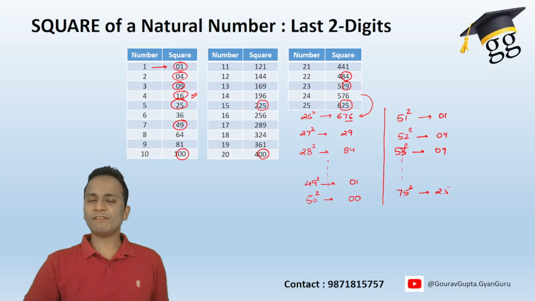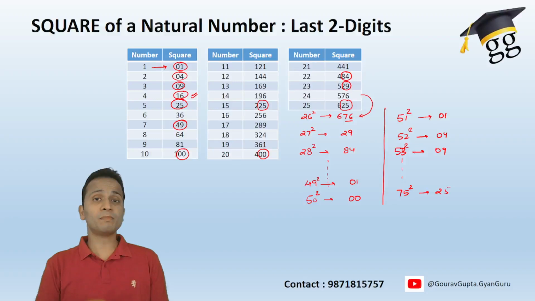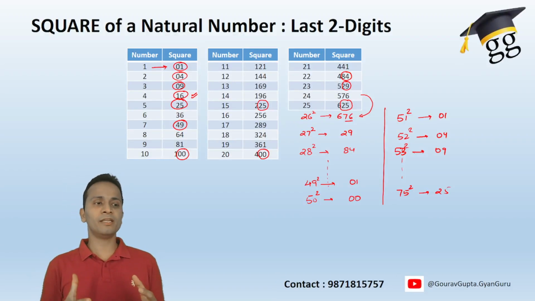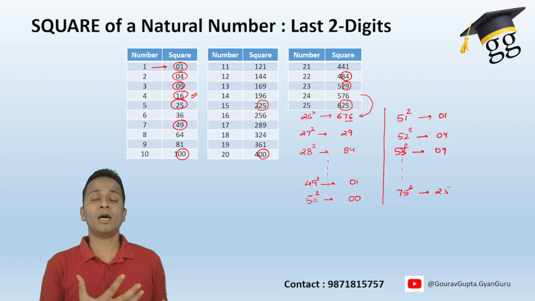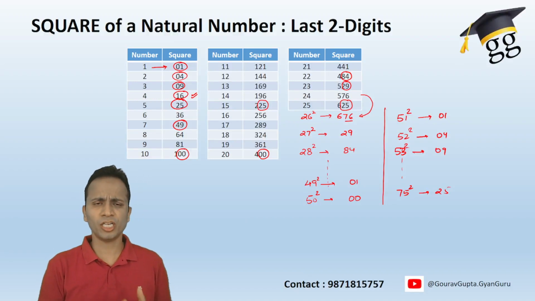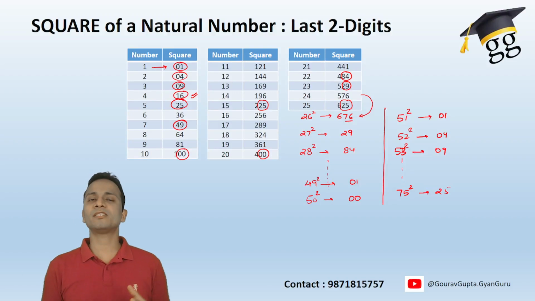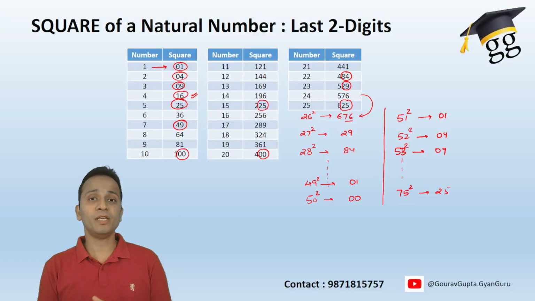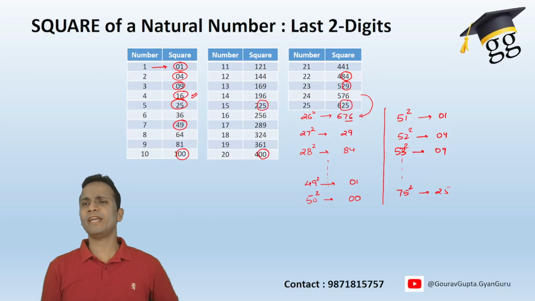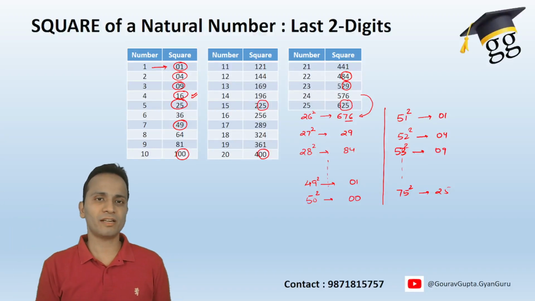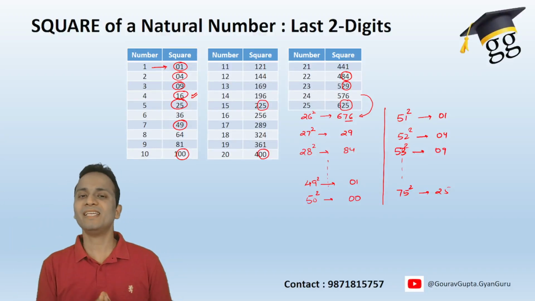The property that we have just discussed will be very useful at a higher level of examinations, like CAT or other management entrance examinations. Similarly, in examinations like CUET, IPMAT, or any aptitude examination, this particular property will be very useful when it comes to finding the last two digits of a number raised to any power. Not just squares, but any random number.